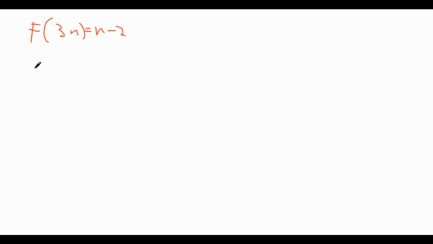So suppose that this is in fact not true, and that f of 3n equals some bigger number, like x, which is greater than n minus 2. And, well, first of all, we have to show that f of 3n equals n minus 2 is in fact possible. So you can actually find a value such that it gives n minus 2. And this is actually not that hard.